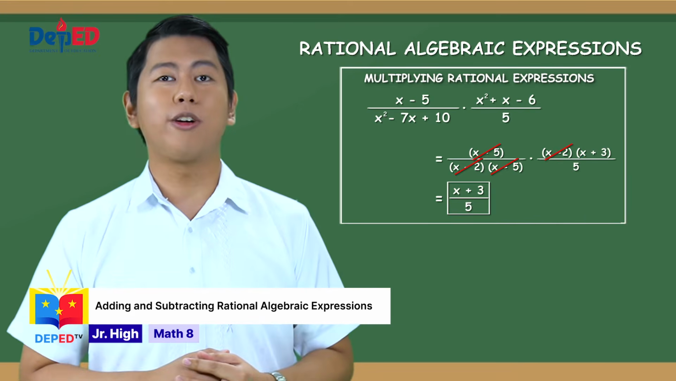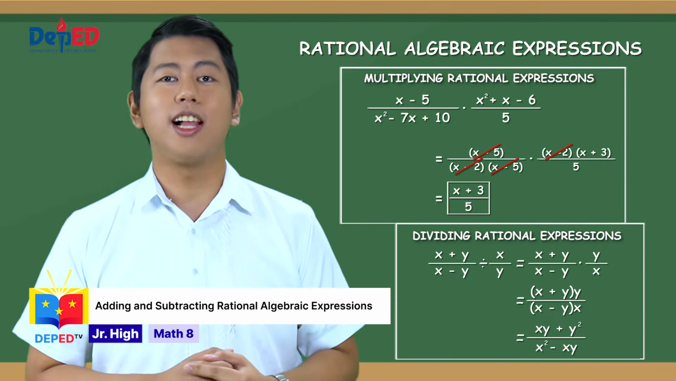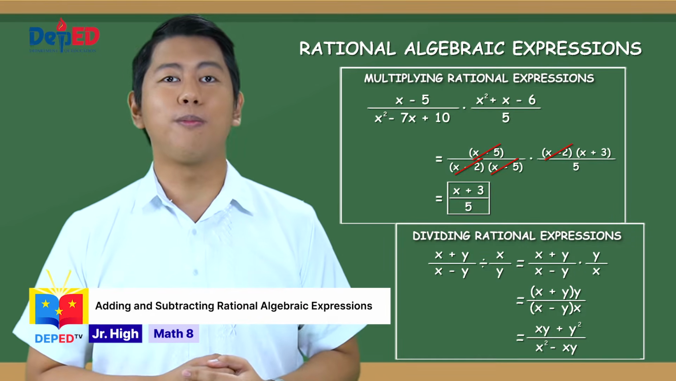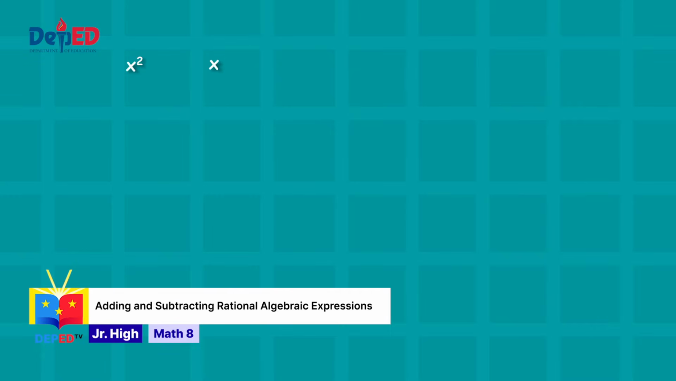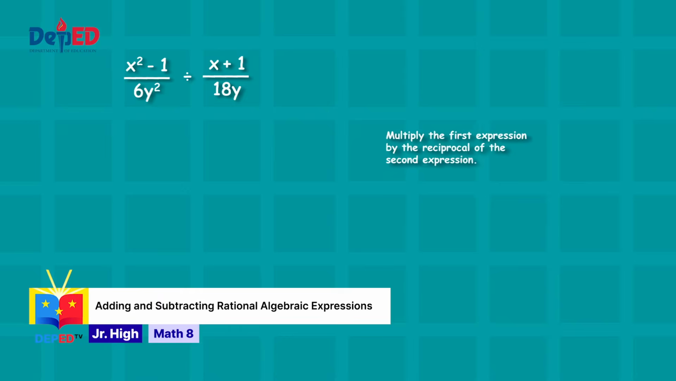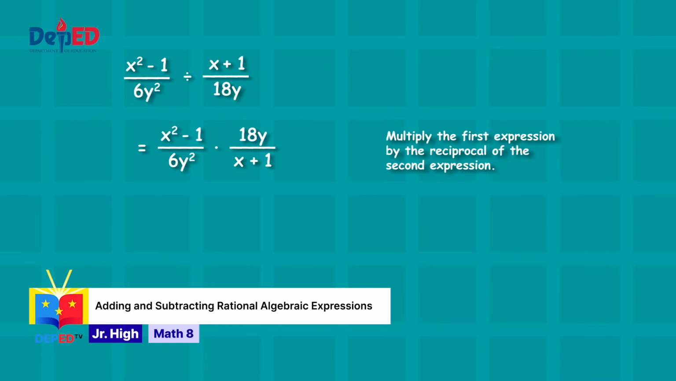Last episode, we learned about how to multiply and divide rational algebraic expressions. Can you demonstrate your knowledge and skills on performing the indicated operation? x squared minus 1 all over 6y squared divided by x plus 1 all over 18y. What will we do when dividing rational algebraic expressions? We multiply the first expression, x squared minus 1 all over 6y squared, by the reciprocal of the second expression, which is 18y over x plus 1.